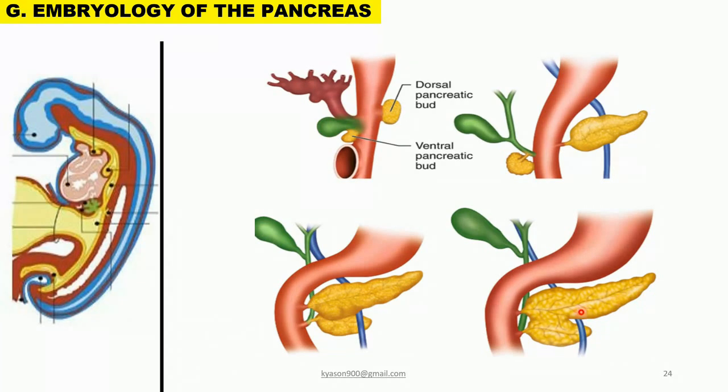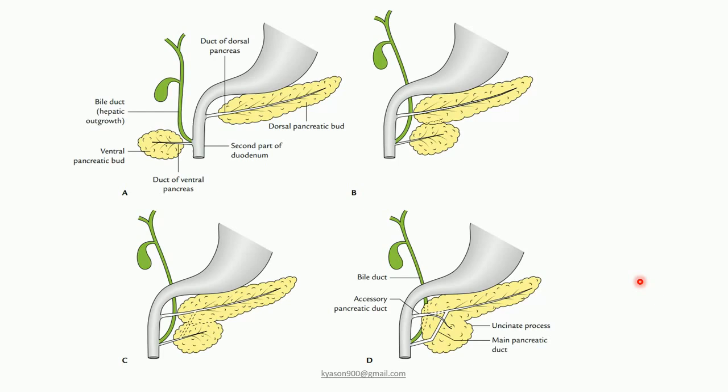And as they fuse together, you can appreciate that this ventral pancreatic bud is the one that will form the head and the uncinate process of the pancreas. This dorsal pancreatic bud is the one forming the body and the tail of the pancreas. So that's where those various parts are derived from. So that's how normal development happens.